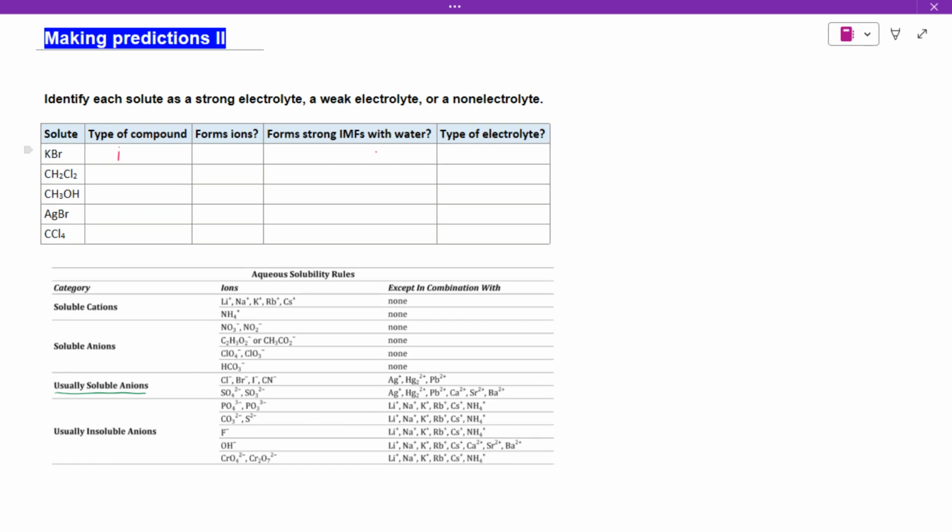KBr is an ionic compound because it contains potassium ions and bromide ions. Dichloromethane is a molecular compound because it contains only nonmetals that are covalently bonded to each other. The same is also true for methanol.